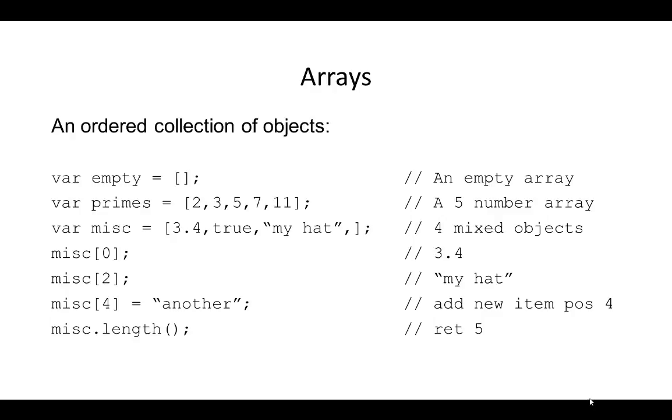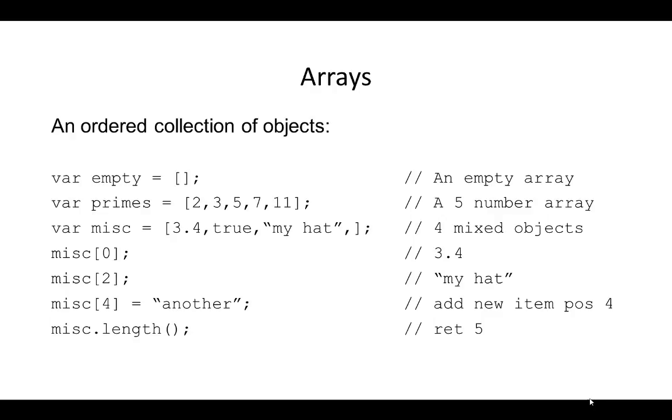Arrays. Arrays are lists of objects, or lists of things, not just objects. Of course, everything is an object. It's a list of things. And there are two flavors: ordered lists and kind of named lists, which are also called associative arrays.